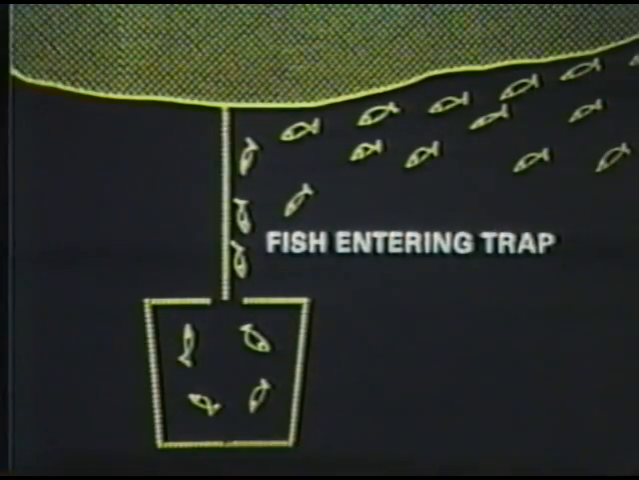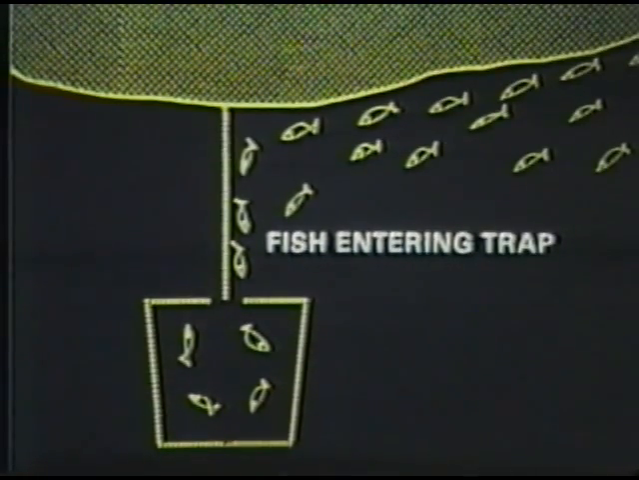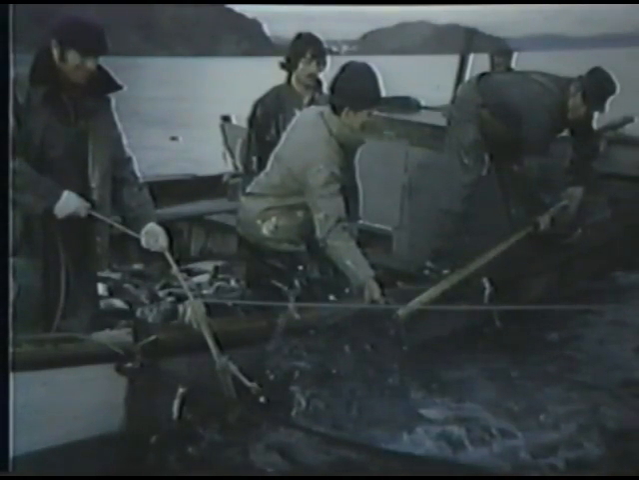The fishing operation of the cod trap is simple. Fish swimming along the shore or nearby rock shoals come up against the leader. Thus diverted, they turn seaward and follow the leader into the trap. Hopefully, they remain until the fishermen come to haul the trap. A typical trap crew consists of 4 to 6 men.